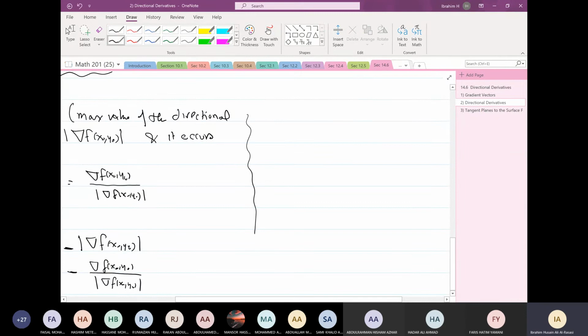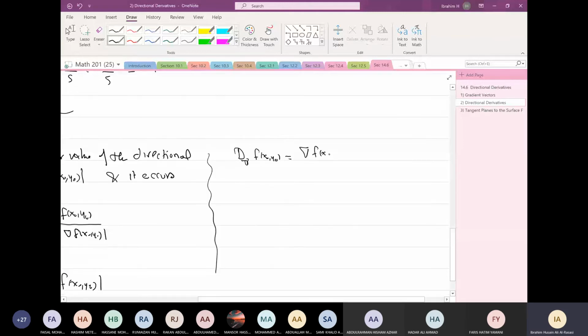For now, the largest value of the slope, or the maximum value of the directional derivative. So I have to go to the directional derivative at x0, y0. I have to find the largest, so I have to study the formula for the value of the directional derivative. It is given by the gradient of f at x0, y0 dot the vector u. This is the formula for the directional derivative.